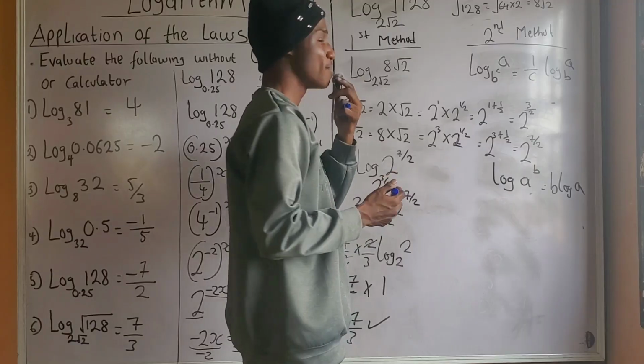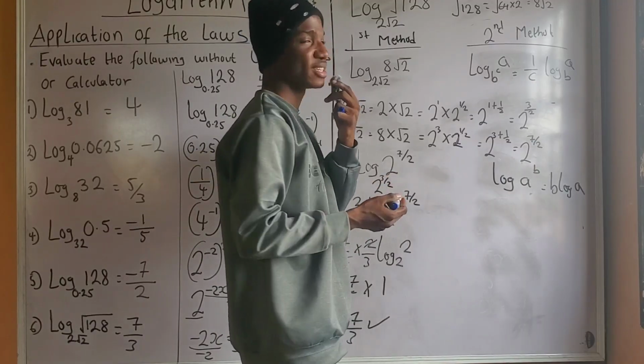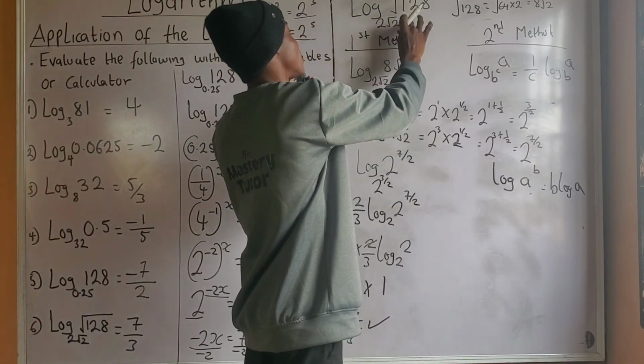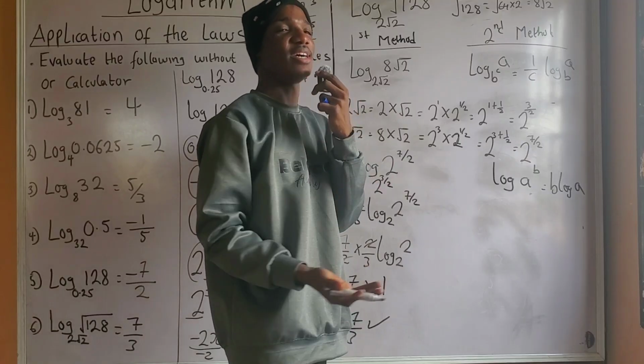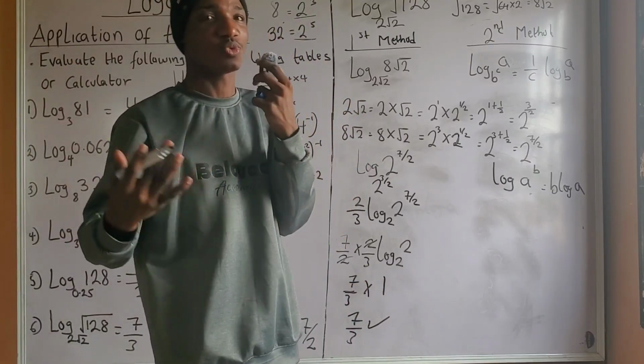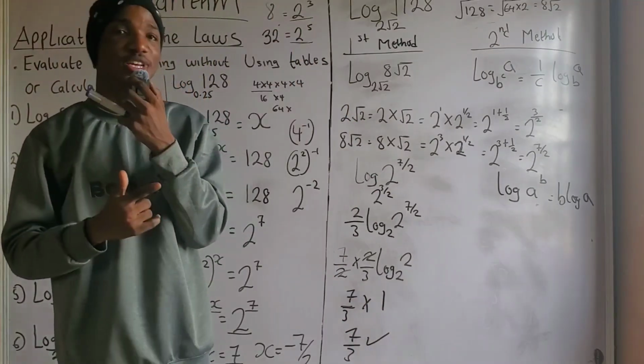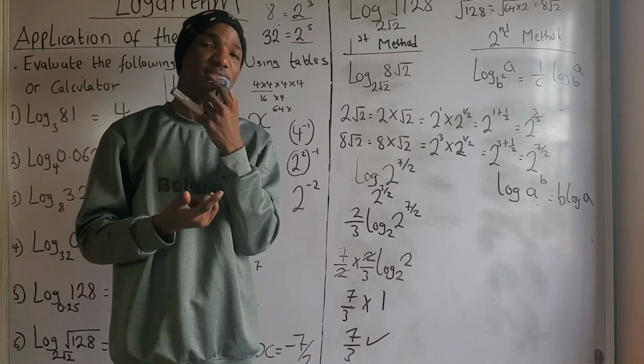You can also use the second method to solve the question. Are you getting it? That is, you set this log to be equal to a letter, then you change it to index form, then you proceed with your solution. Trust you understand everything that we discussed in this class.